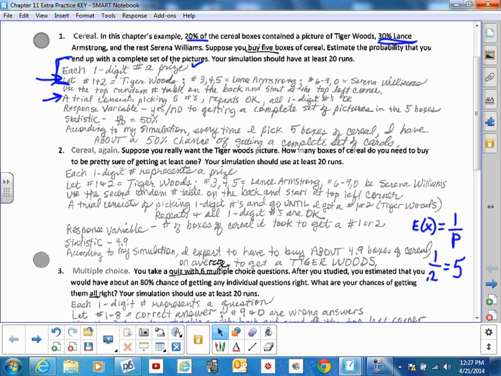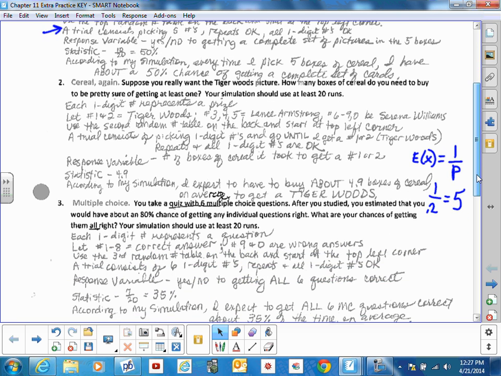I'm just gonna let you guys look at these real quick. Number 2 is interesting. I want to talk about that one. It goes until you get a Tiger Woods. Since you go until you get a Tiger Woods, and the repeats are okay and one digits are okay, then the response is how many boxes of cereal you had to pick.